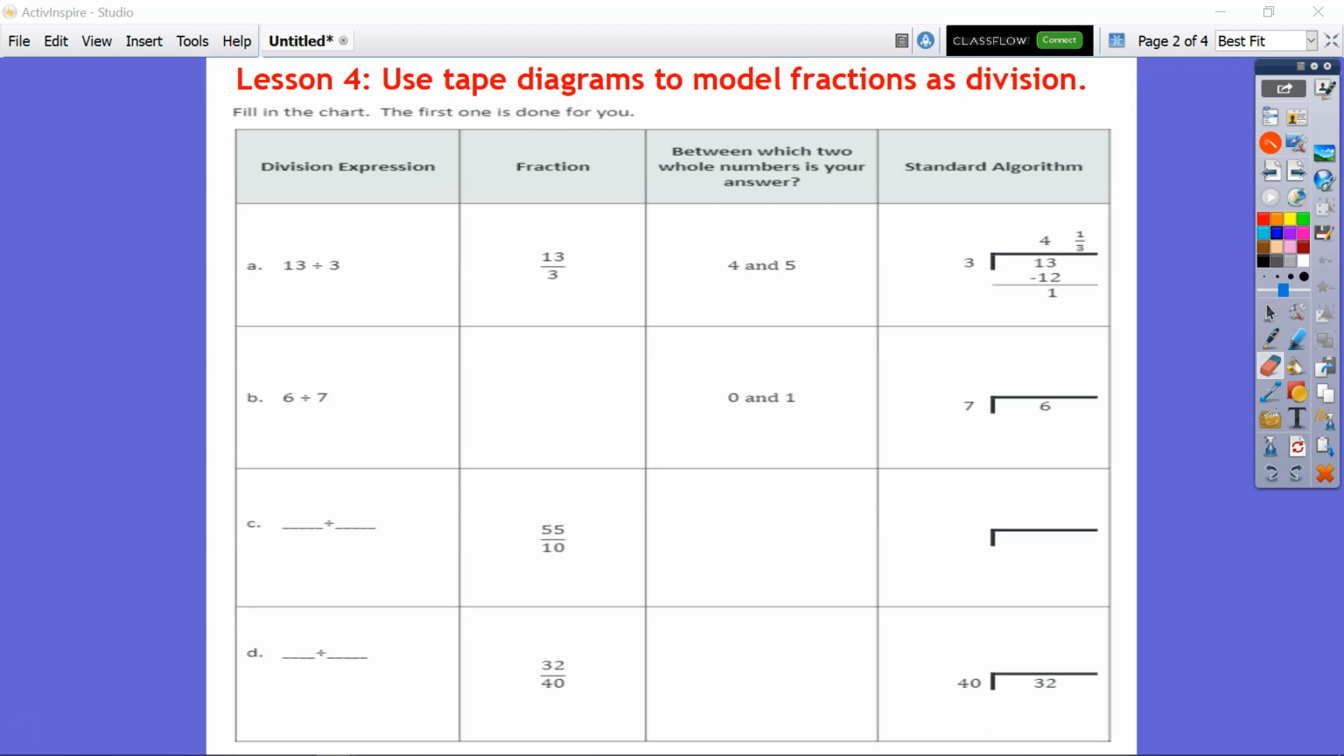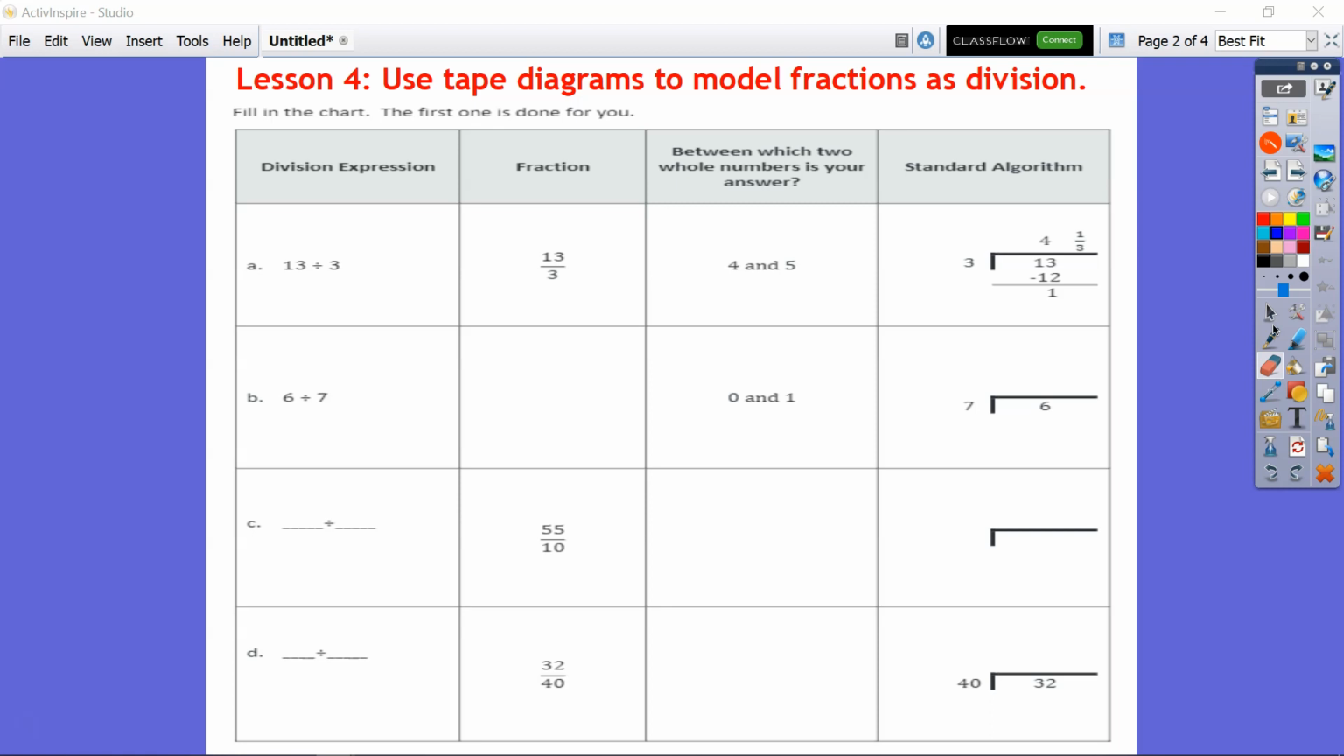Welcome back. We are on lesson 4 of module 4. The objective for today's lesson is to use tape diagrams to model fractions as division. So for part 1 here, number 1, A through D, we're not going to model the tape diagram. We'll use tape diagrams for the rest of the problem. So let's go ahead and get started.